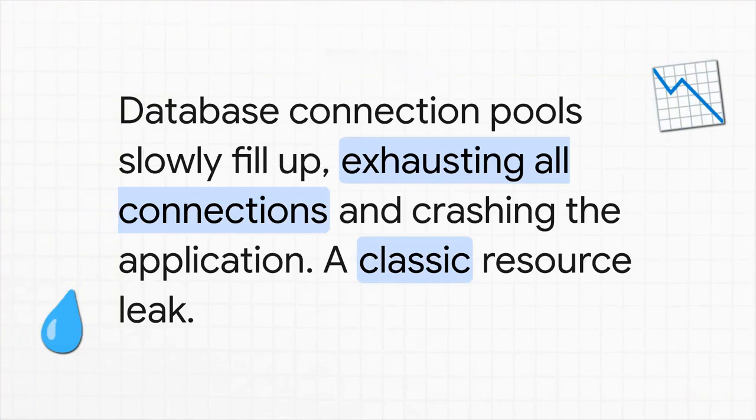What the team was seeing was that every few days, their application would just fall over, complaining that it couldn't connect to the database anymore. A quick restart would fix it, but only for a little while, and then the problem would always come back. This is the classic signature of a resource leak. In this case, database connections were being opened but never, ever closed.